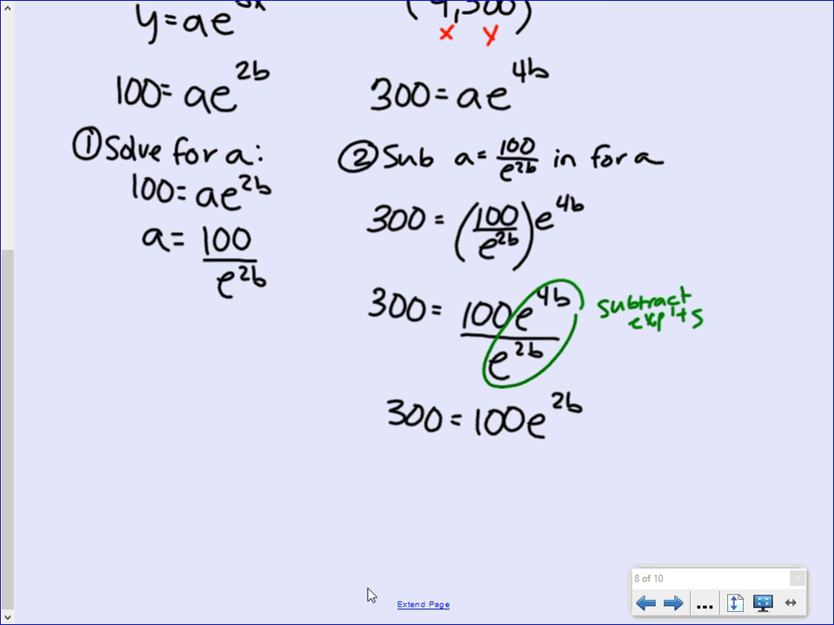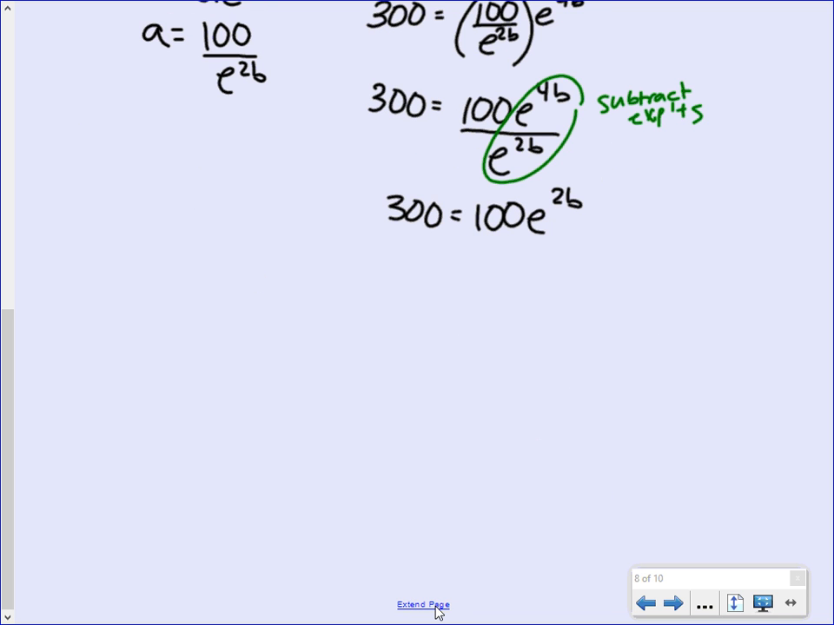This would be more like the problems you did on your homework last night, in the warm-up today. First thing you got to do is divide by 100. So that's 3 equals e to the 2b. You have the base and the exponent all by itself, so you can turn it into a log, and it's log base e, so it's going to be natural log 3 equals 2b, and then just divide by 2.